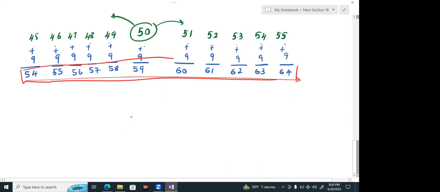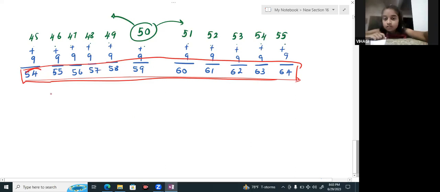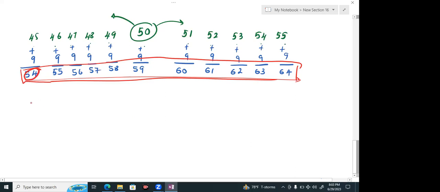Can you choose that number? 54. Only the number that can be is 54. All others are close to 60, not 50.